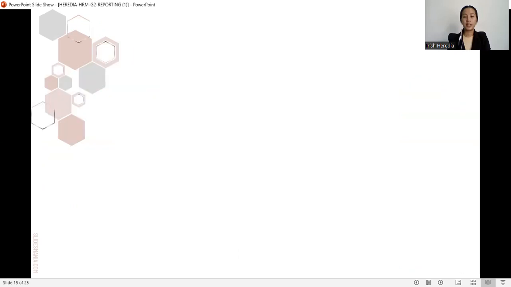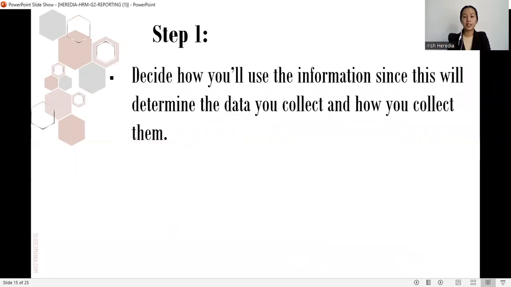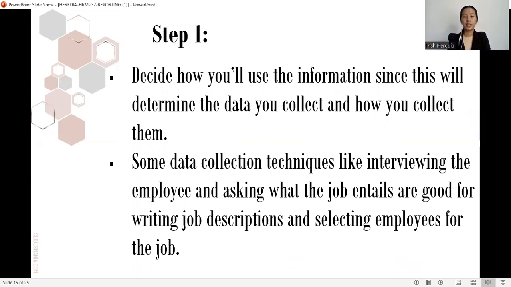Now here we have the steps in job analysis. Step one: what should be the first thing to do? First, you have to decide how you will use the information, since this will determine the data you collect and how you collect them. Some data collection techniques like interviewing the employee and asking what the job entails are good for writing job descriptions and selecting employees for the job. I will also agree that interviewing is the most effective in gathering information, because you can test not only the job, what is written on the paper, but also how he carries himself in the interview.